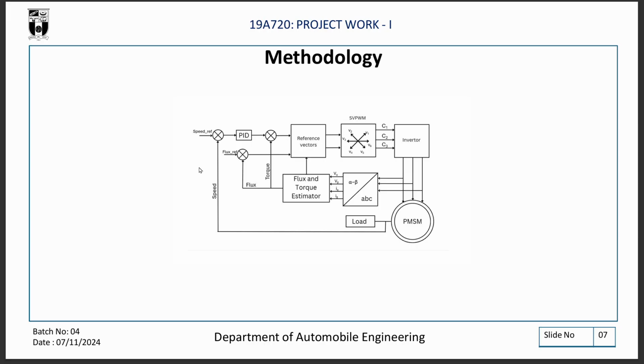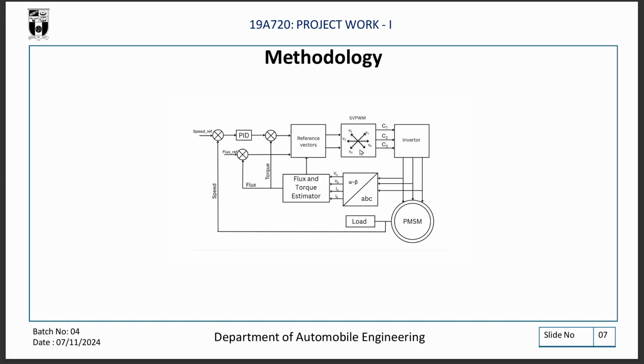So the signal flow graph will be similar to this, and initially we'll be having a speed reference in the outer loop and torque and flux reference in the inner loop. We'll be using a PID controller to stabilize the input and the feedback systems, and in this we'll be using space vector pulse width modulation, which splits the voltage vectors into 8 voltage vector forms, out of which 6 are non-zero and 2 are zero vectors.